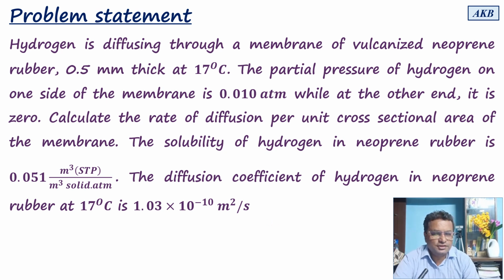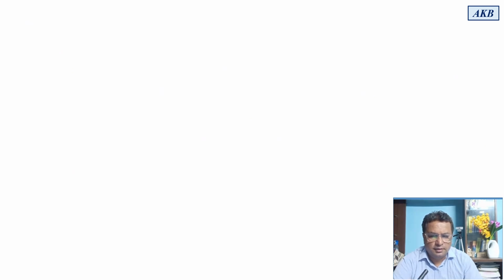Okay. So this is the problem statement, and we are supposed to find out the rate of diffusion per unit cross-sectional area of the membrane. Here the membrane is the solid through which hydrogen gas is diffusing.